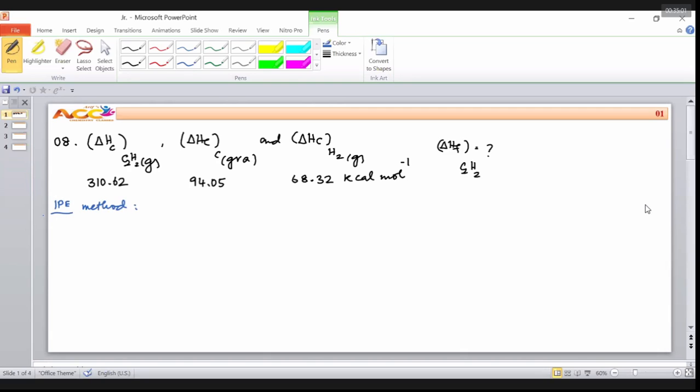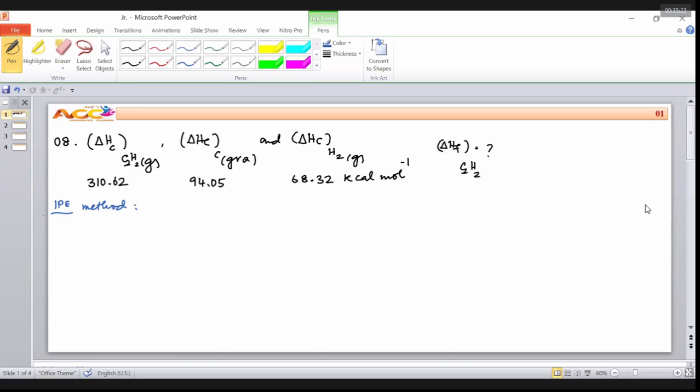Just know what I have said, same thing. First, write down all the given equations. Then write down the demanded equation. Then manipulate the given equations so as to get the demanded, desired equation.